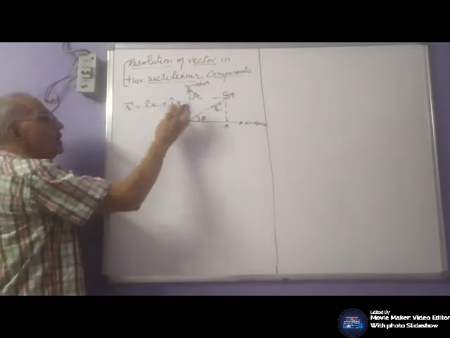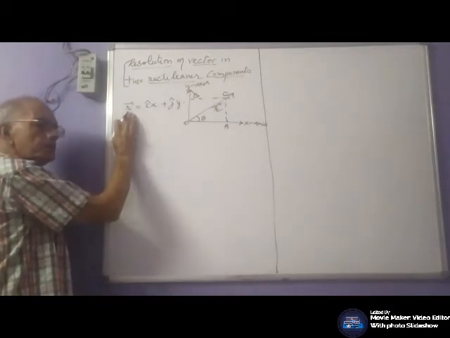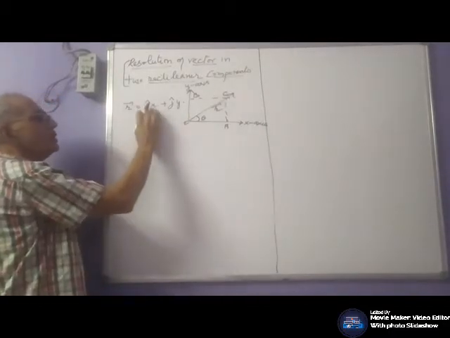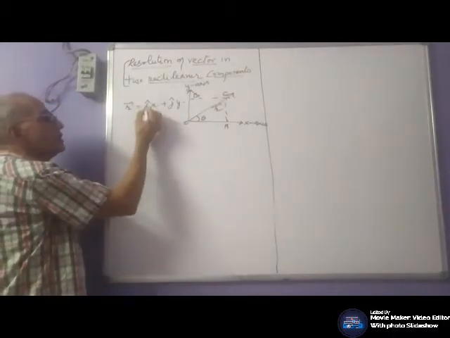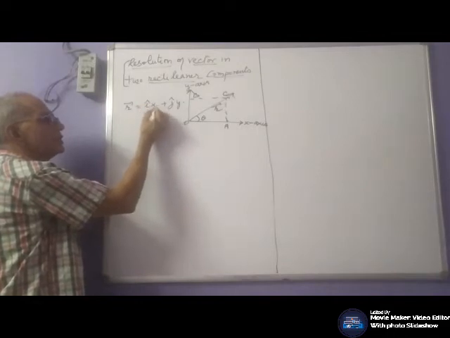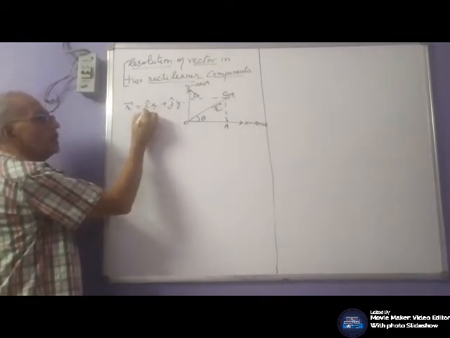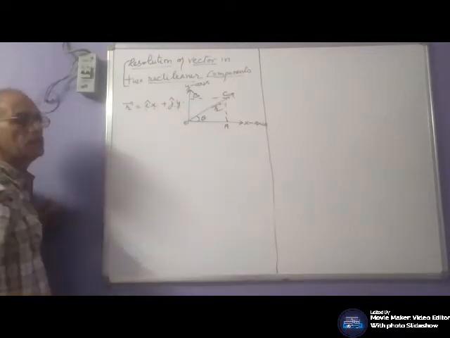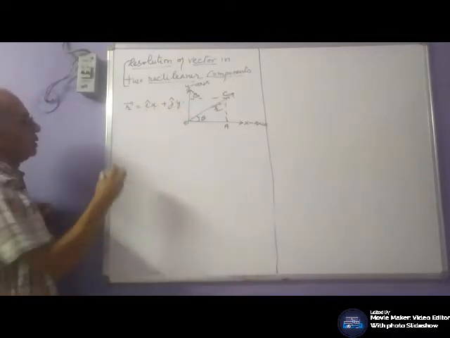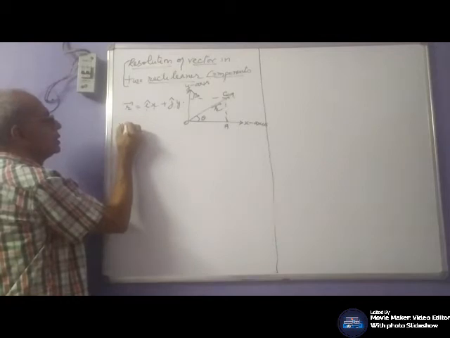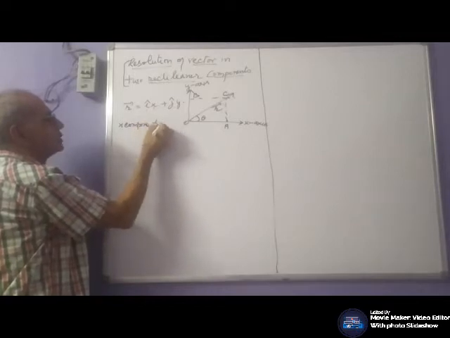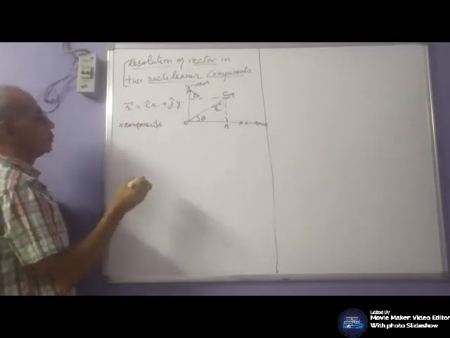Resolve vector R into components. This is a vector, this vector R. We have resolved it into two components. This is the component along the x-axis, displacement multiplied by the unit vector. X component. Find those components. Next question.